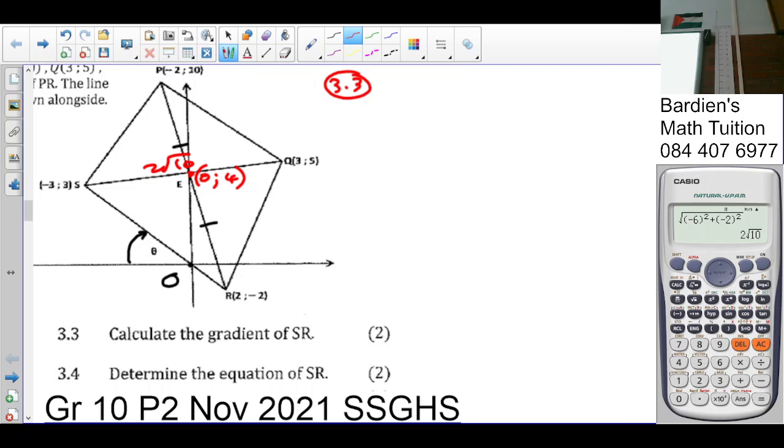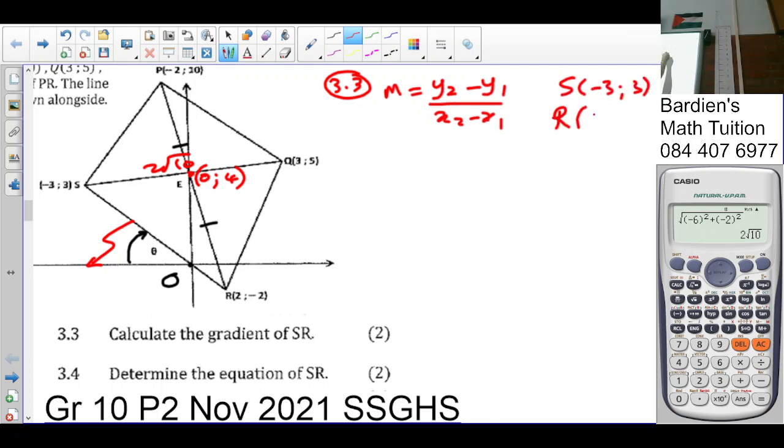So calculate the gradient of SR. So SR is this line here. Okay. So how do we work out the gradient? Y2 minus Y1 over X2 minus X1. So S is going to be negative 3 and 3, whilst R is 2 and minus 2. So it's going to be negative 2 minus 3 over 2 minus minus 3. Gives you negative 1. So the gradient of this line is negative 1.